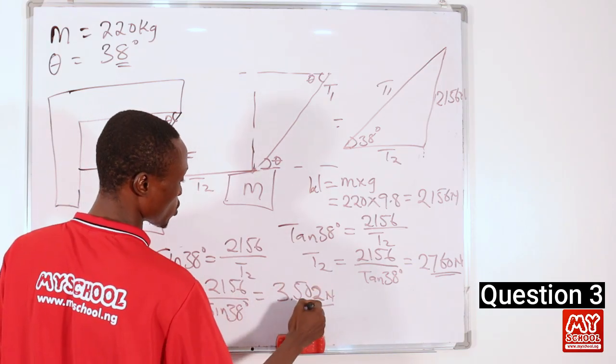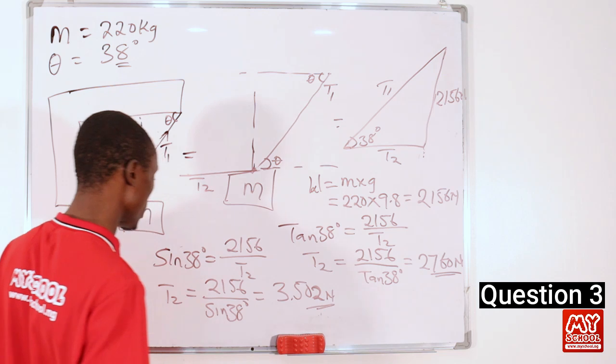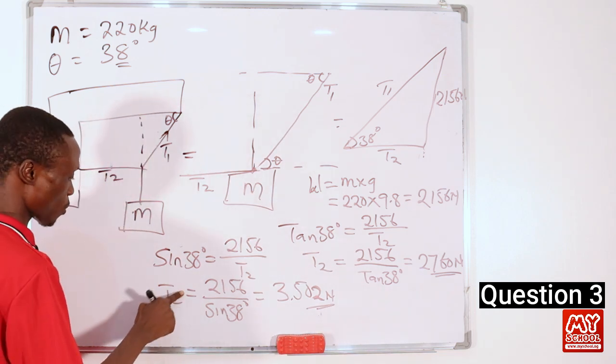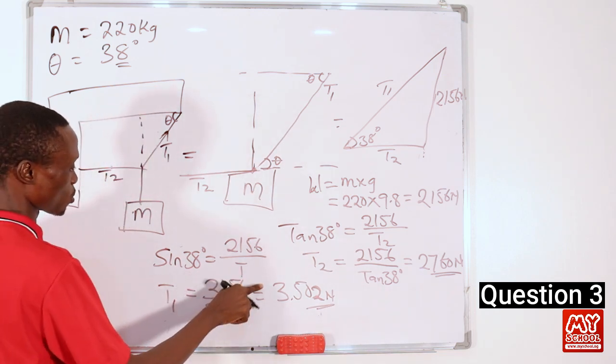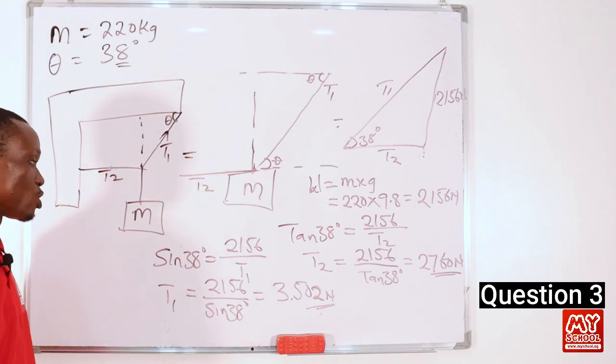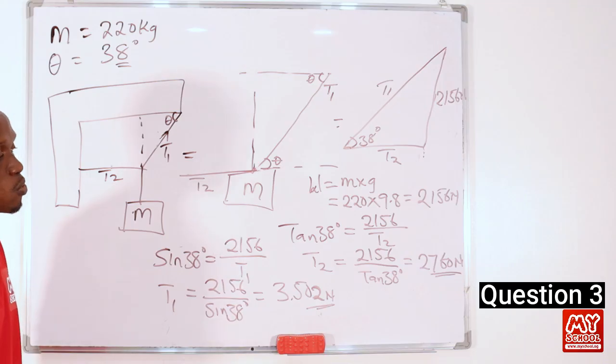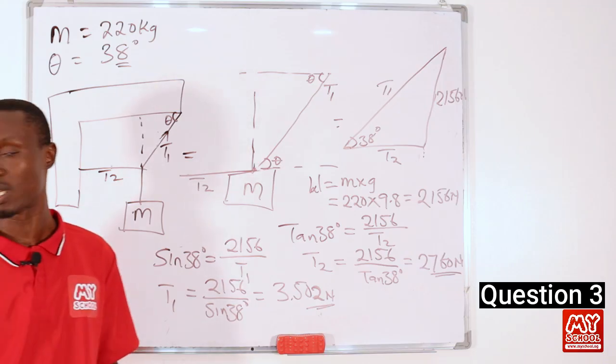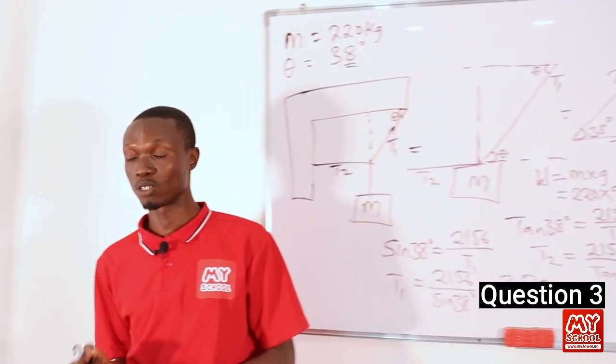3552 Newton approximately. So our T1 is equal to, this is T1, not T2. So our T1 is equal to 3502 Newton, while our T2 is equal to 2760 Newton approximately. So let's move over to the screen to pick the correct option.